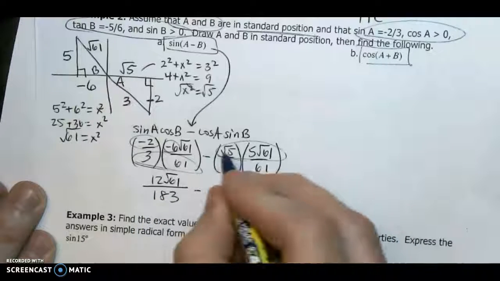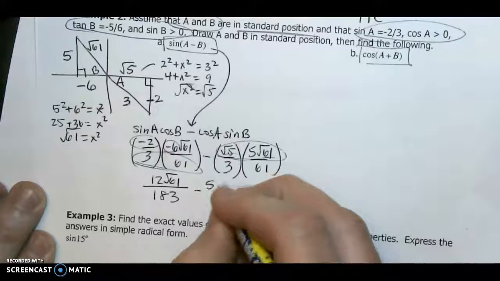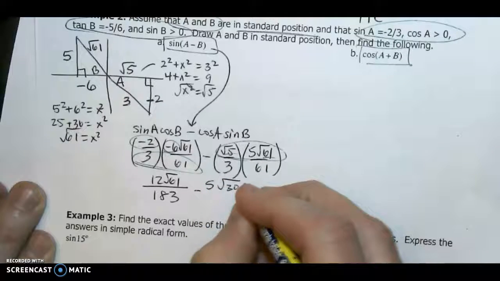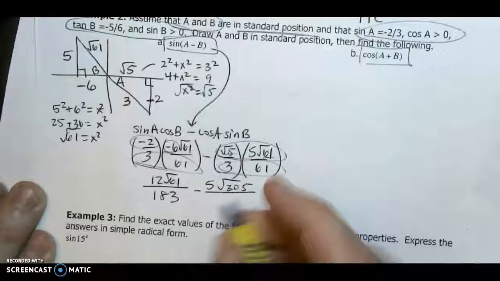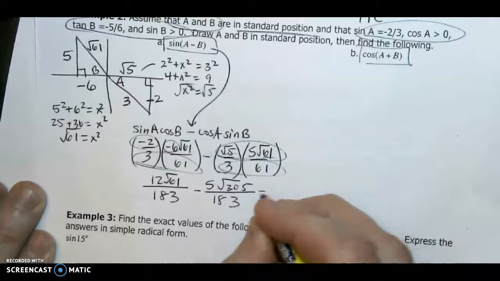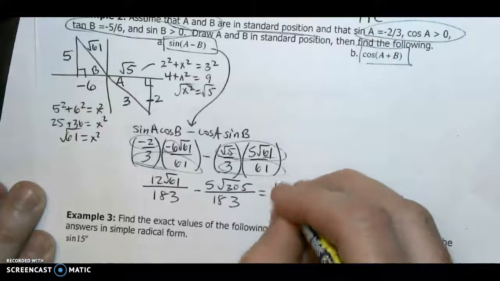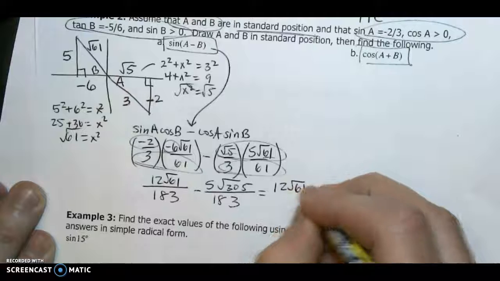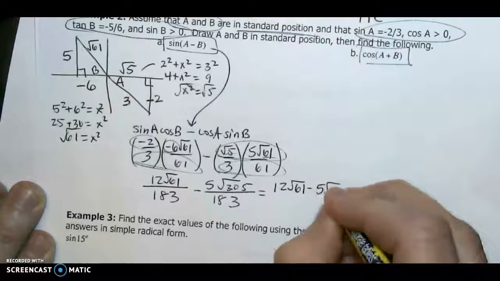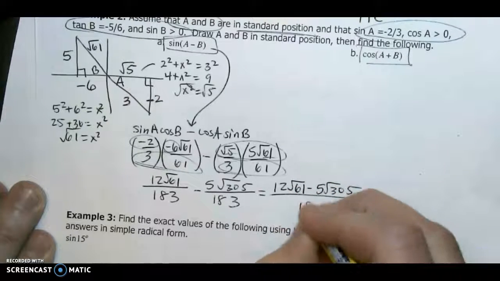On top here, radical times a radical, so you're going to have 305 inside, and on the bottom you're going to have 183. And they have a matching denominator. So you're going to have 12 radical 61 minus 5 radical 305 all over 183.